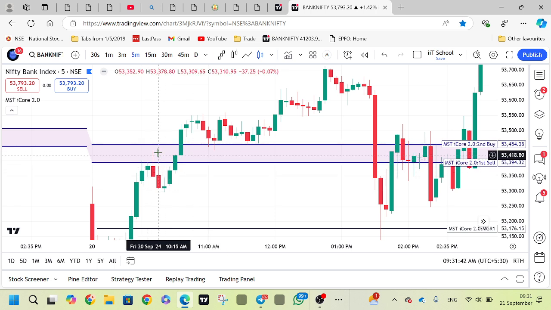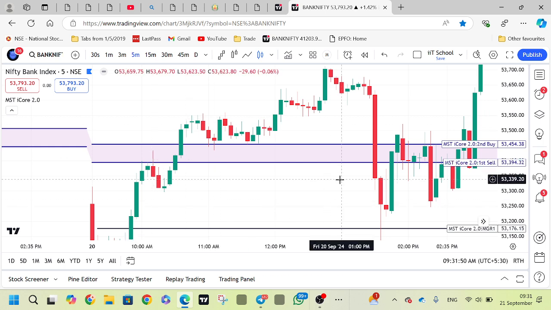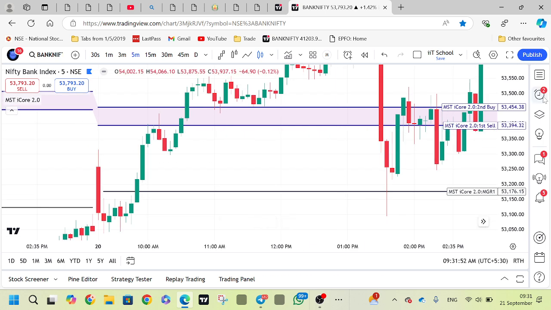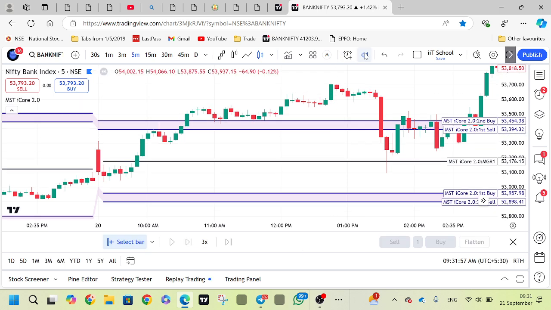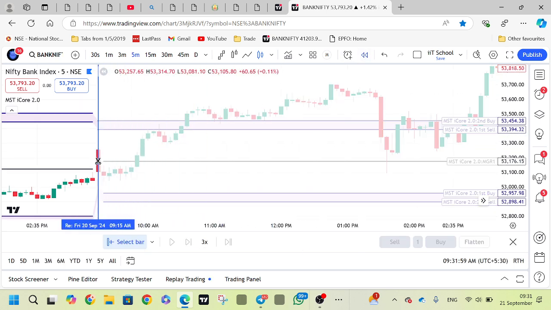If SL hits, we have to reverse the trade. The second line will become the entry point, that is the second buy entry point, and the first line will become the SL of the second buy. Okay, vice versa. So now I will just replay the market using the bar replay option.